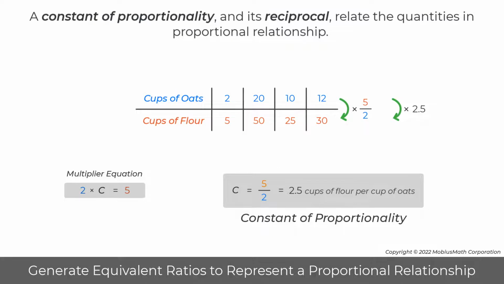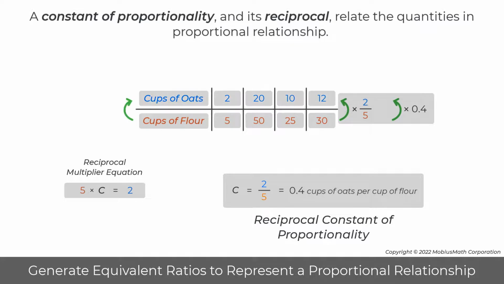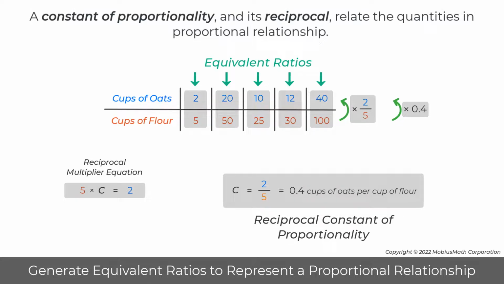The reciprocal constant of proportionality is found by reversing the order of division to get 2/5 or 0.4 cups of oats per cup of flour. This reciprocal constant of proportionality is the multiplier that relates the number of cups of flour to the number of cups of oats in this recipe. Notice that a constant of proportionality can be used to generate other equivalent ratios that satisfy this proportional relationship.